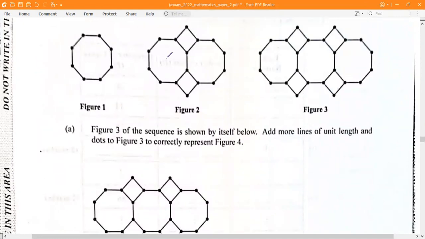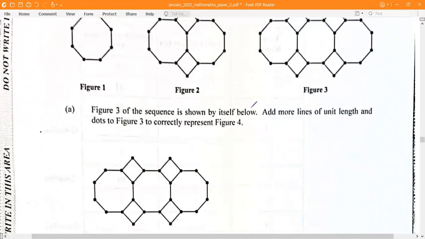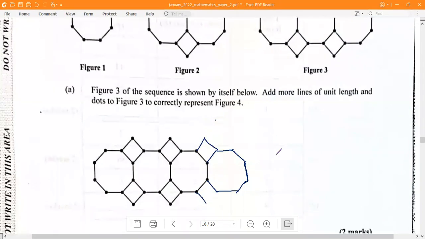All right, we have 1 octagon, 2 octagons, 3 octagons. All right, 2 pairs of these quadrilaterals here. So 1 pair, 2 pairs. So let's just add in another octagon here. So add in this octagon. And let's just add in this peak here, this quadrilateral here.